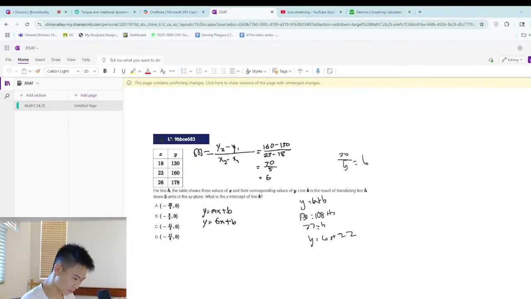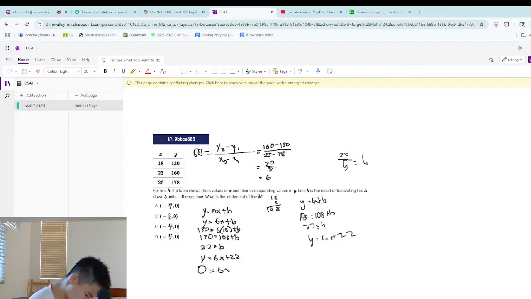So the x-intercept is x when y is 0. So we can substitute in 0 equals 6x plus 22. Now we just subtract 22 from both sides. Negative 6x equals 22. X equals negative 22 over 6. Let's simplify that down to negative 11 over 3. We don't want to forget that we need to move it down 5 units. That's an important thing you need to note.